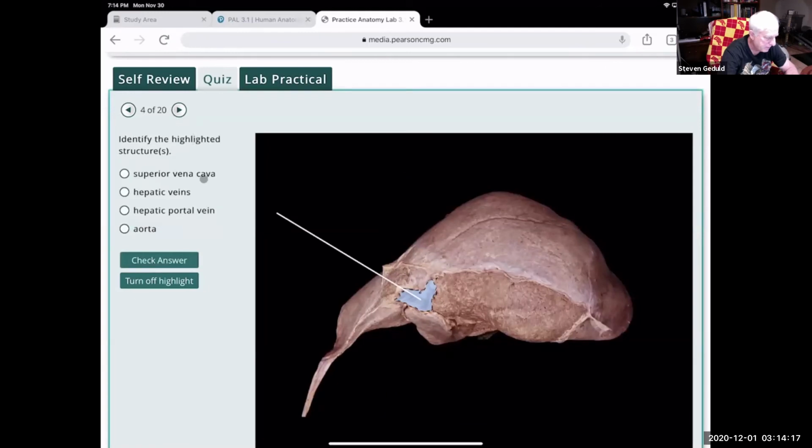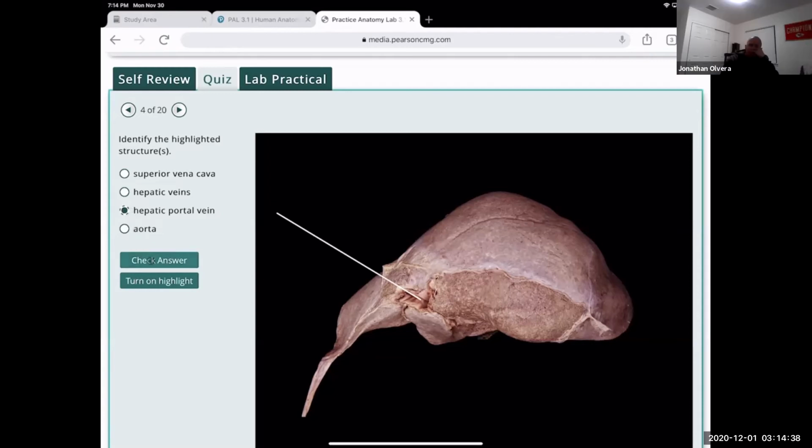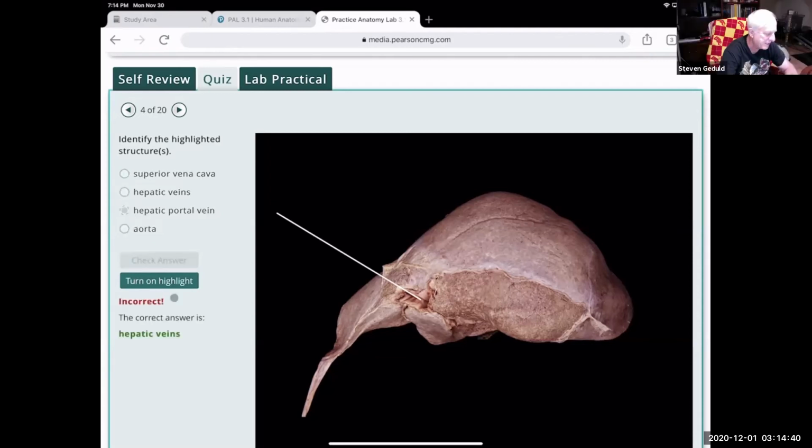Okay. We can't see without this. Turn it off. Okay. This is the hilum. This is where arteries and veins enter into the liver. So it's not the superior, the hepatic veins. It would probably be your hepatic portal veins, right? Kind of hard to see what vein is pointing at, but no, hepatic veins, not hepatic portal veins, just your hepatic veins, where it enters into the hilum.